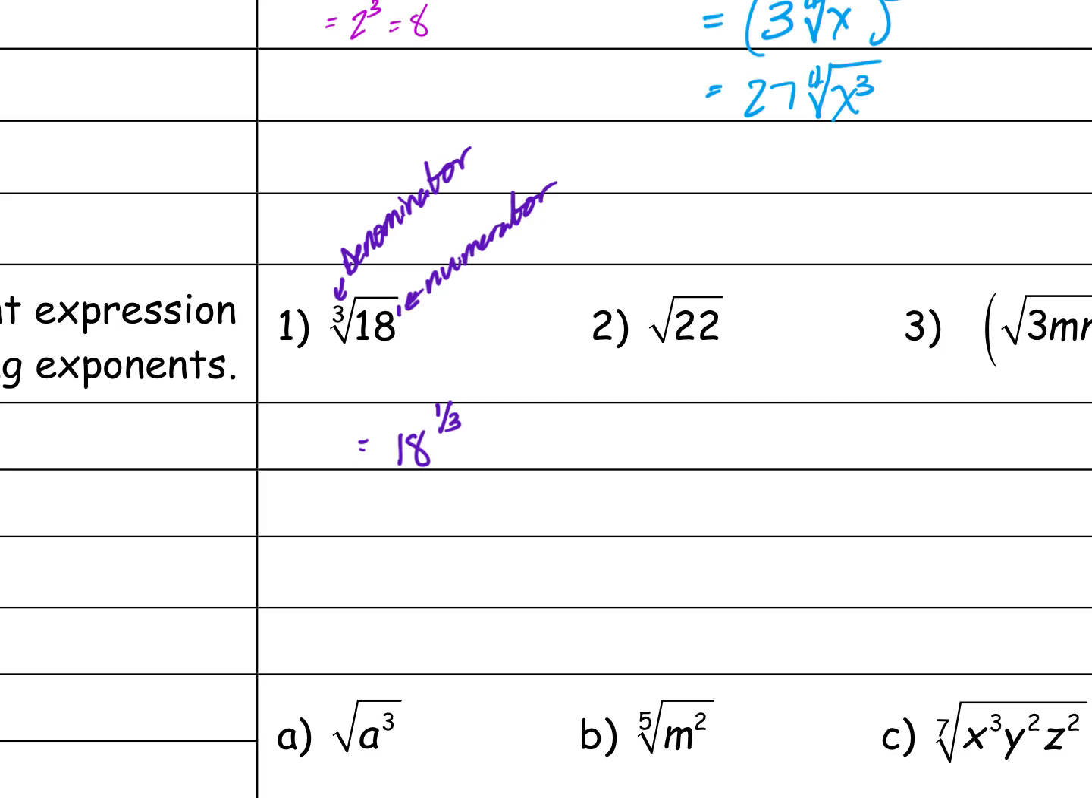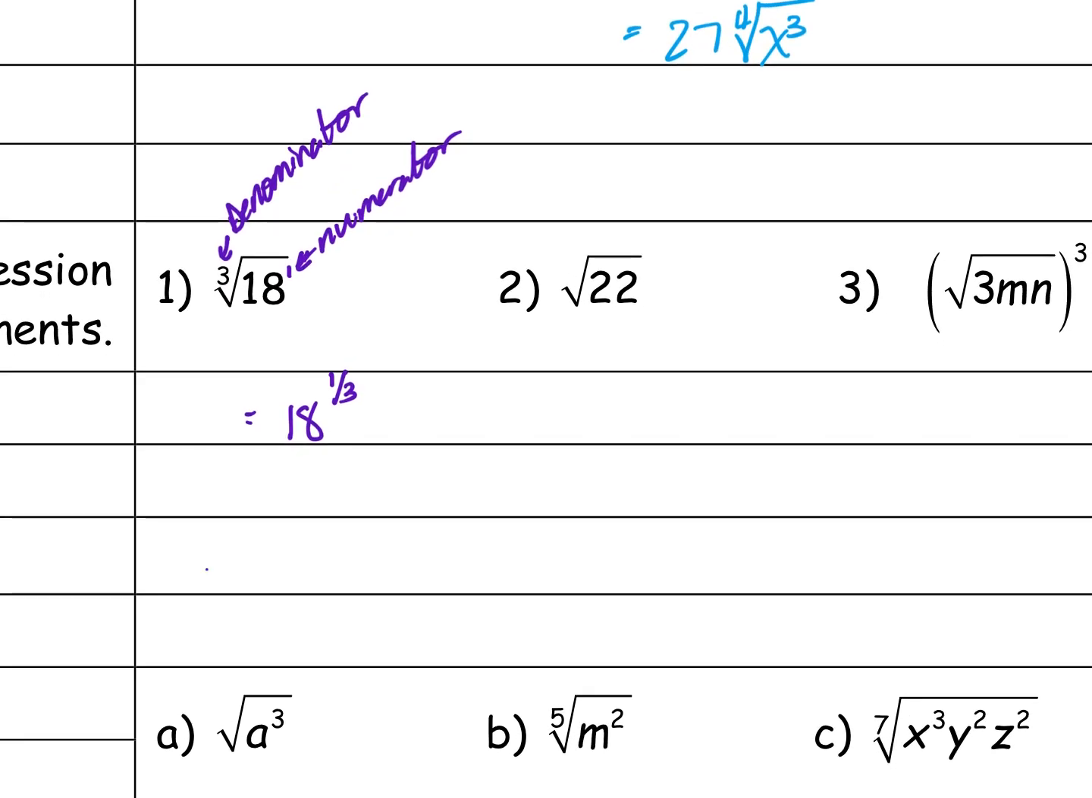Okay, so for number 2, 22 is still to the first power. So what's my denominator going to be? 2, right, because it's a square root. The only one that won't have a number here is the square root. So it's to the 1/2. Okay, 22 to the 1/2 power. So the only root that doesn't need a number here will be the square root, because it's automatically just assumed that you know it's a square root, and square is 2.